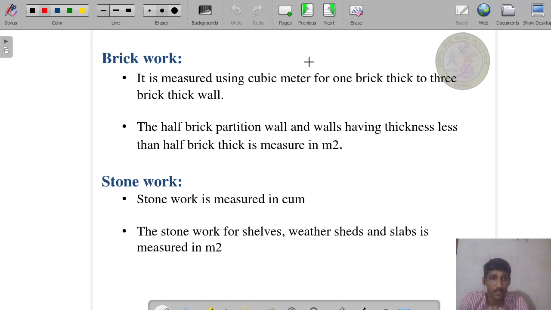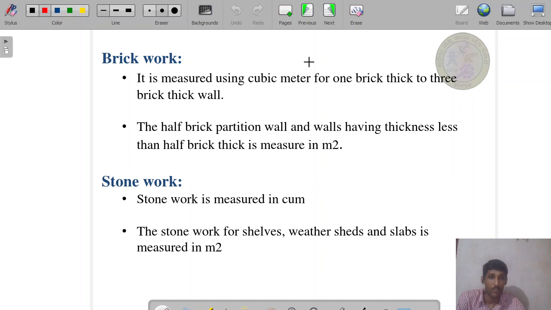Next, brickwork. Brickwork is measured using cubic meter for 1 brick thick to 3 brick thick wall. The half brick partition wall and walls having a thickness less than half brick thick are measured in meter square. Keep that in mind.